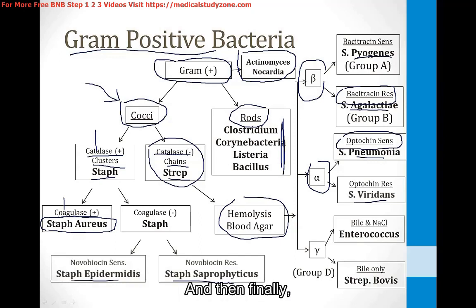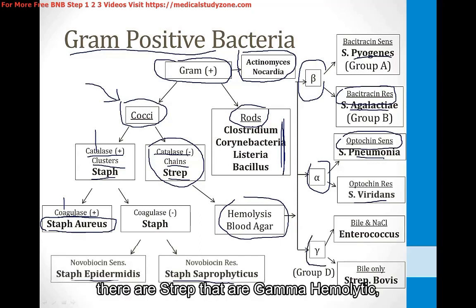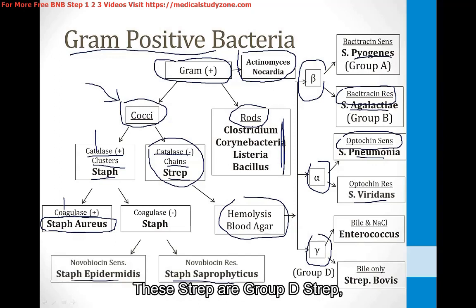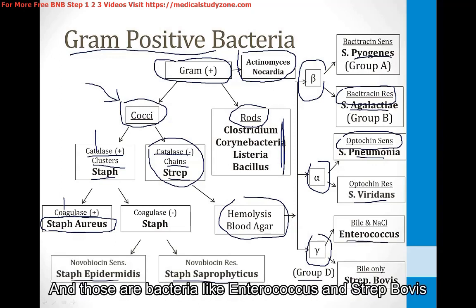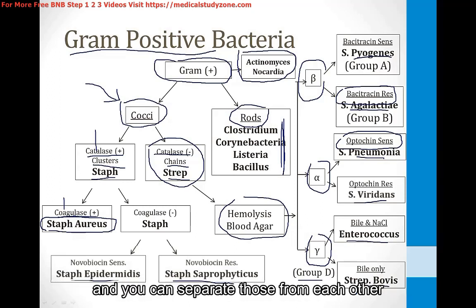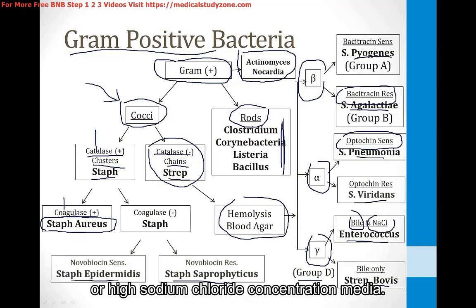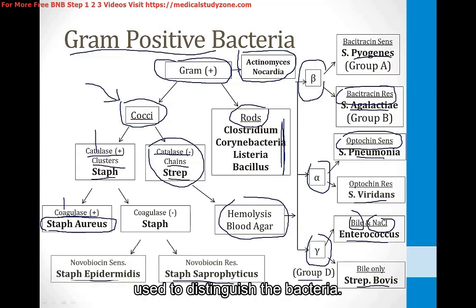And then finally, there are strep that are gamma hemolytic, which is actually a misnomer. These strep are group D strep, and they don't hemolyze at all. Those are bacteria like Enterococcus and strep bovis, and you can separate those from each other by seeing how they grow on bile or high sodium chloride concentration media. So now what we're going to do is go through this in more detail and talk about each of the tests used to distinguish the bacteria.